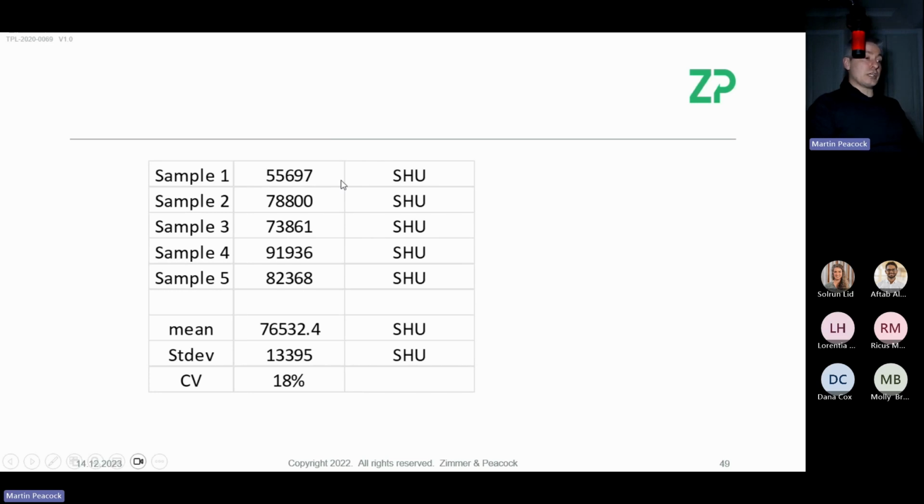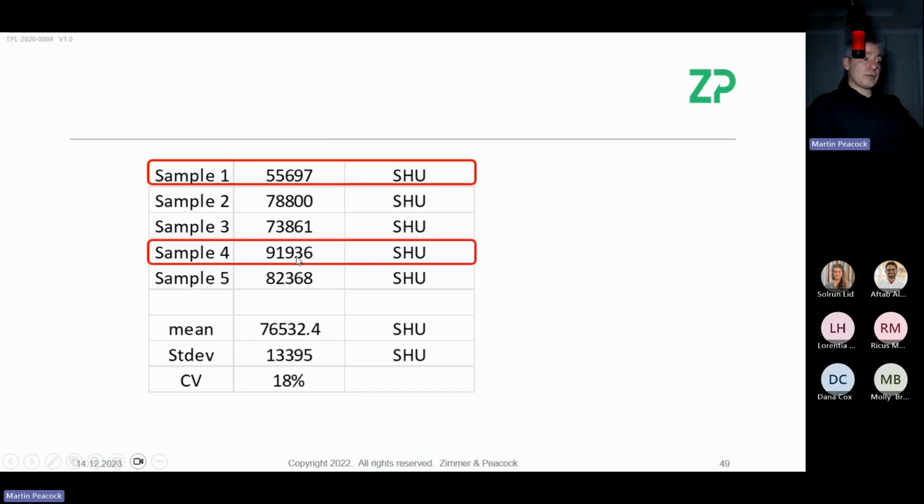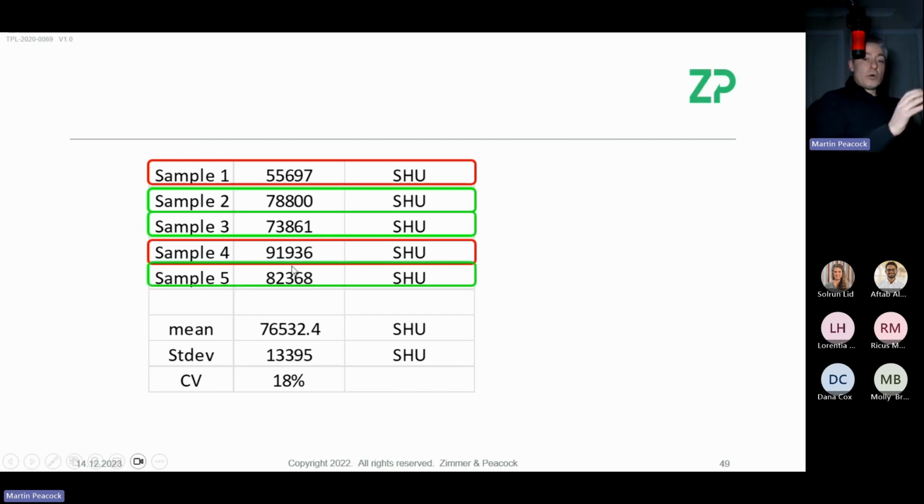What's interesting about this chili powder is that when they got a sample here, it was 55,000 Scoville heat units. They got a sample here which was 91,000 Scoville heat units. And then they've got one here at 78, one at 73, and one that's 82. If I plotted this out, you'd find that you've got 1 low, 3 in the middle, and 1 at the end. That's normally distributed. When you've got an average but there's some variation on it, you get something called the bell curve. This is basically representing a bell curve.